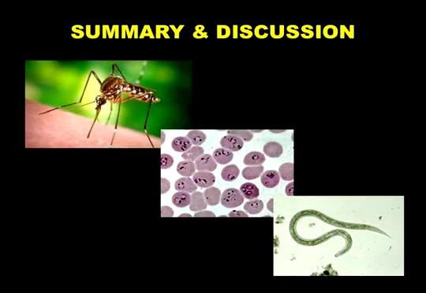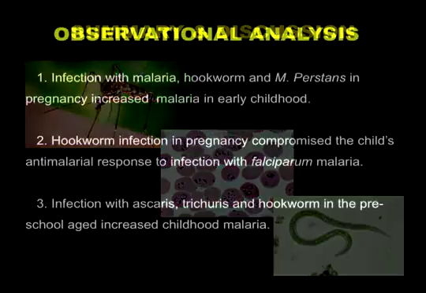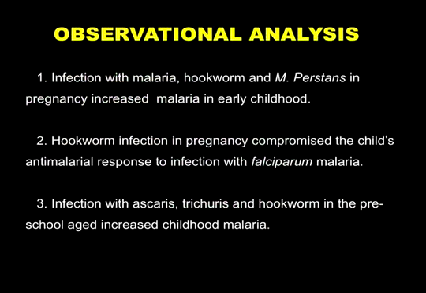So in summary, from the observational analysis, just a repetition, infection with malaria, hookworm and Mansonella in pregnancy increased malaria in early childhood. Hookworm infection in pregnancy compromised the child's antimalarial response to an infection with falciparum malaria. And in addition, infection with Ascaris, trichuris, and hookworm in the preschool-aged increased childhood malaria.